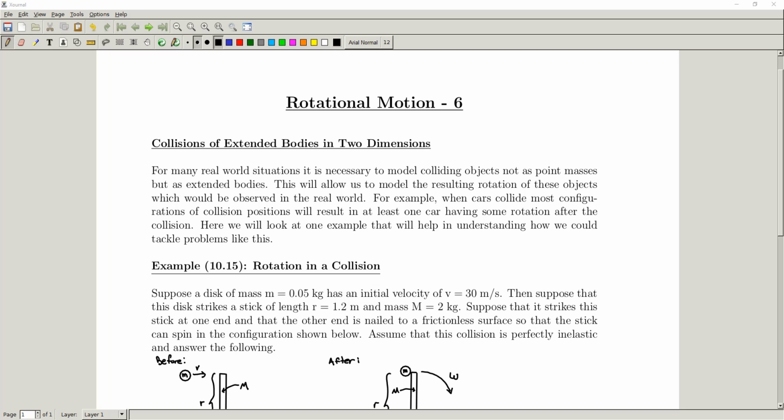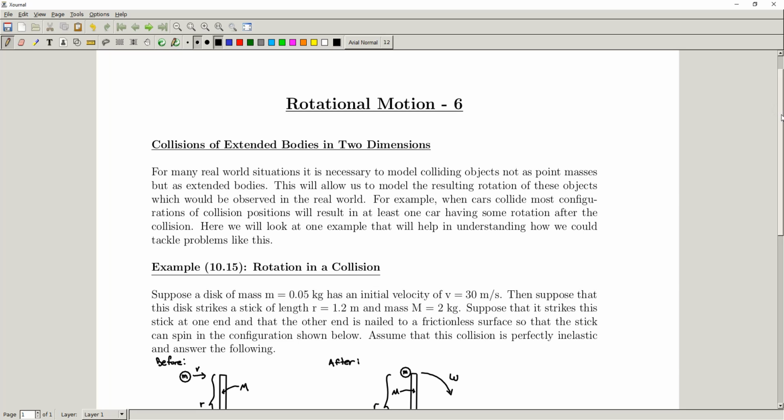And this makes sense if we want to model certain things in the real world. For example, I talk here a little bit about a car collision. If two cars were to crash into each other, a number of the configurations that we could set up for these two cars to crash into each other would result in one of the cars after the collision having some rotation, right? And so we're going to take a look at an example here where we have extended bodies colliding in 2 dimensions.